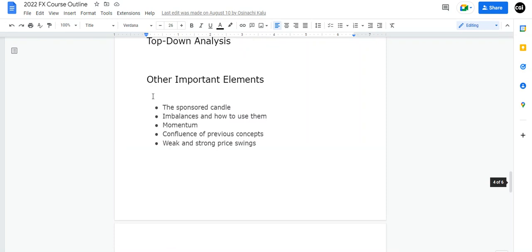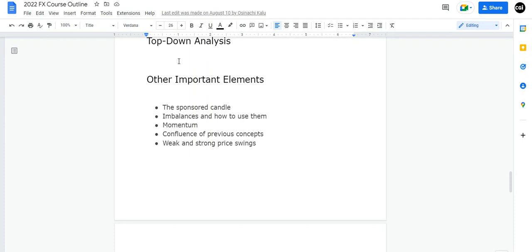All right. So we're going to look at what is Confluence. Confluence is basically looking for one or more reasons to justify your trade. Just looking for one or more reasons to justify your trade.